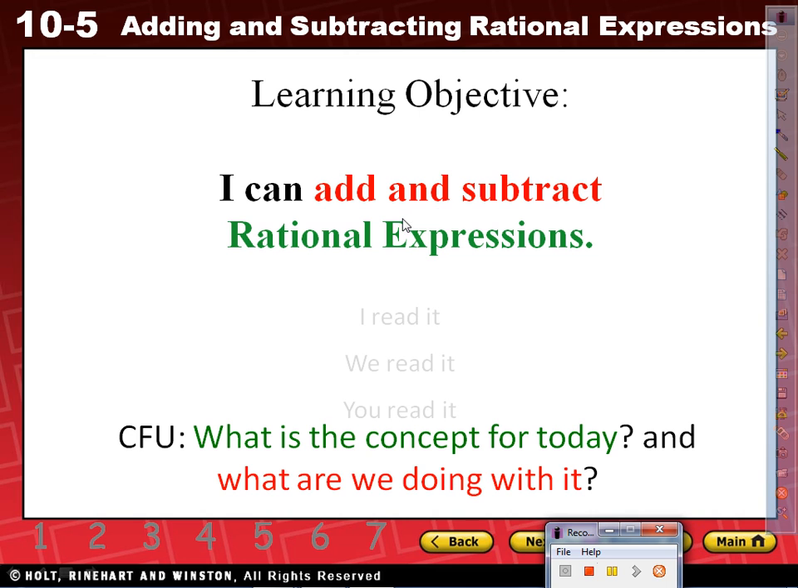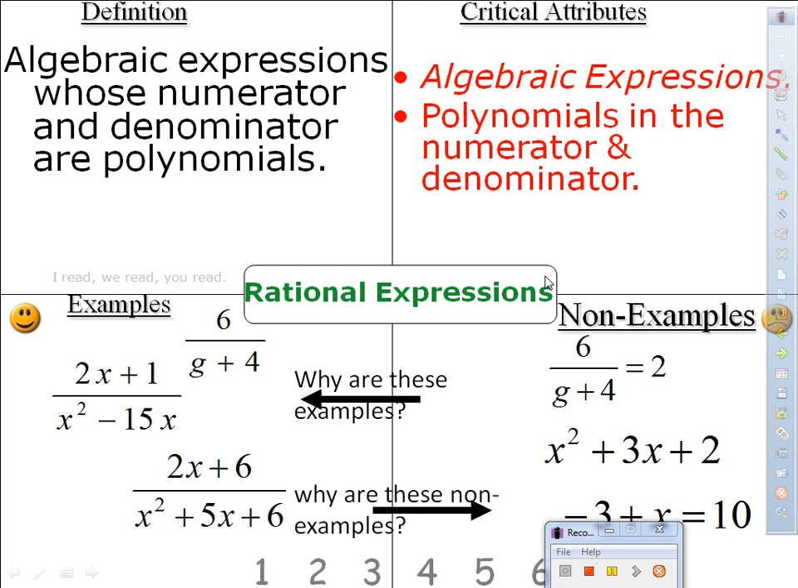We started with multiplication and division. Now we're going into addition and subtraction. Like I said, we don't need the Frayer model. Here it shows the rational expressions are fractions with polynomials. These are not, because they're equations. This one's not a fraction.